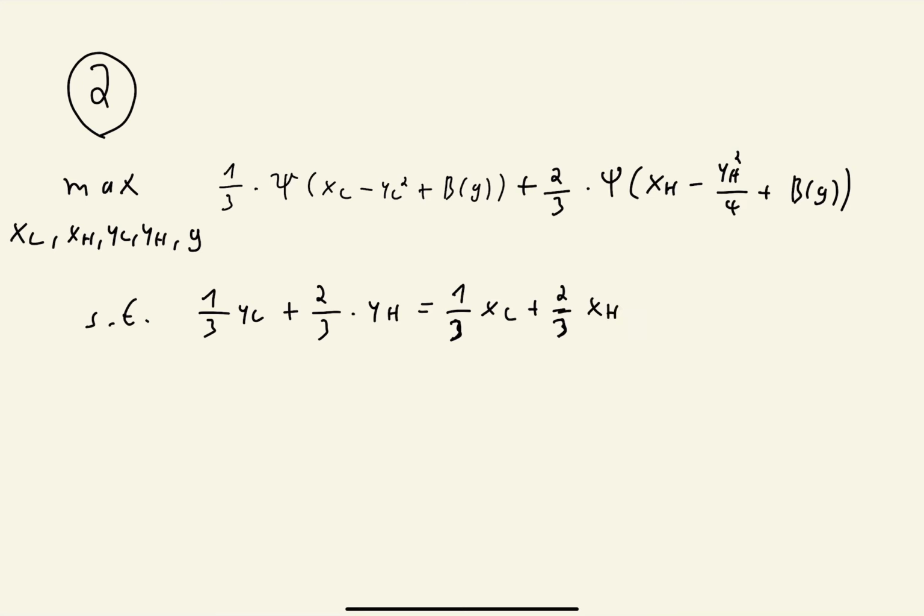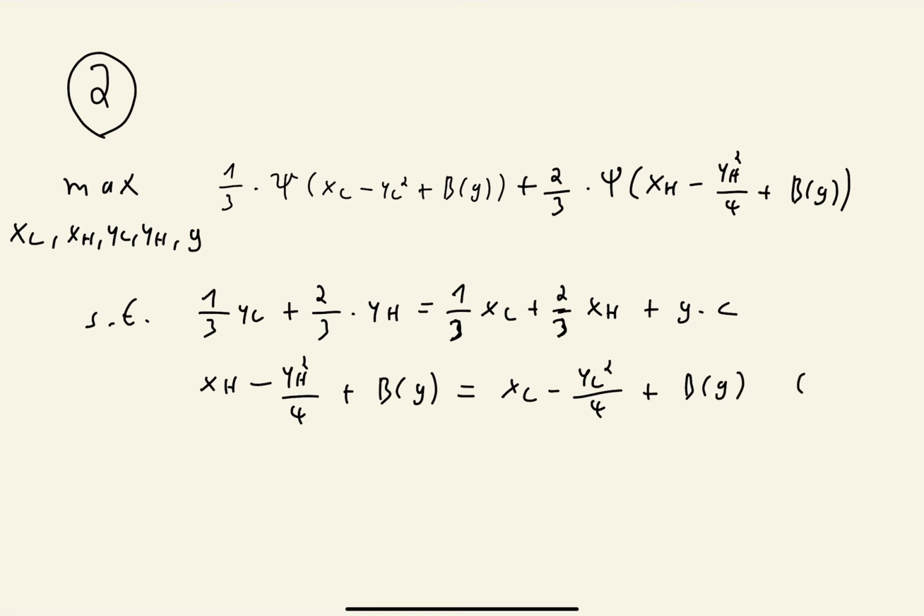So XH. And now we add G times C. Yeah, so this is the new part here. In addition, we have an incentive compatibility constraint for the high type, like an adjusted incentive compatibility constraint. So XH minus YH to the power of 2 divided by 4 plus B of G is equal to XL minus YL to the power of 2 divided by 4 plus B of G.